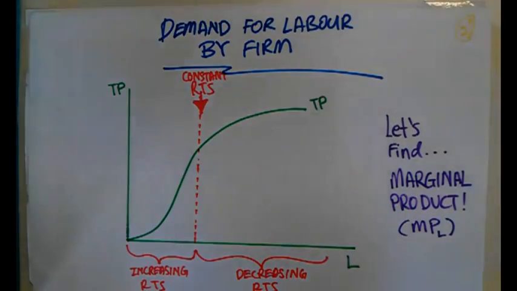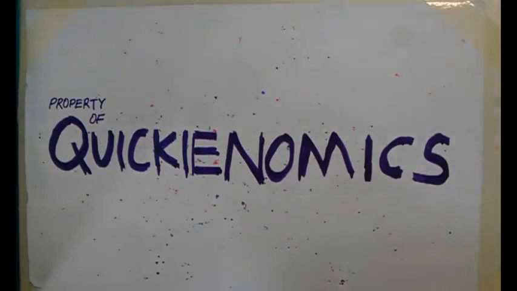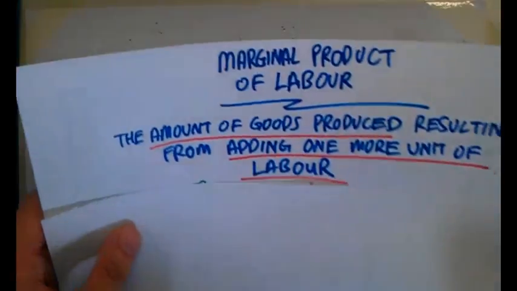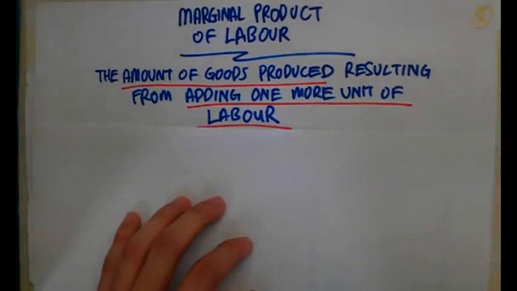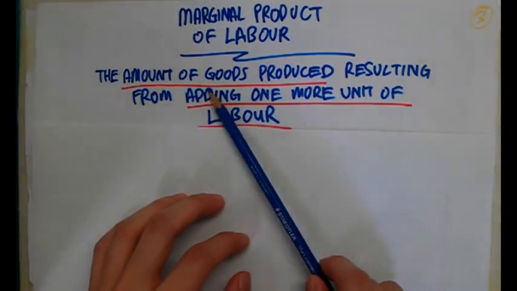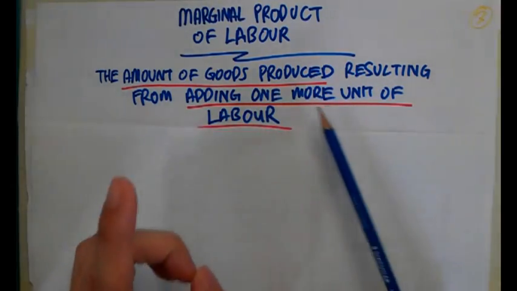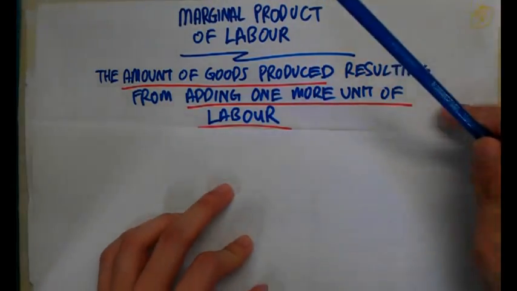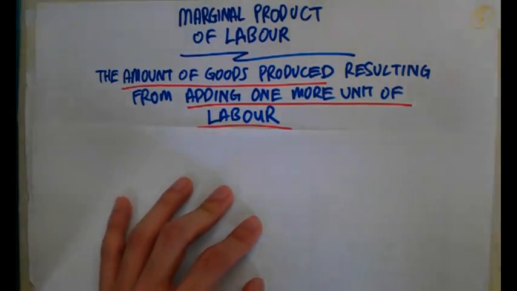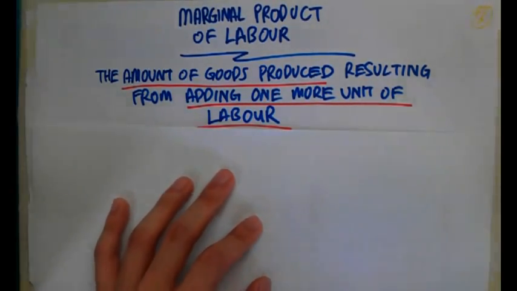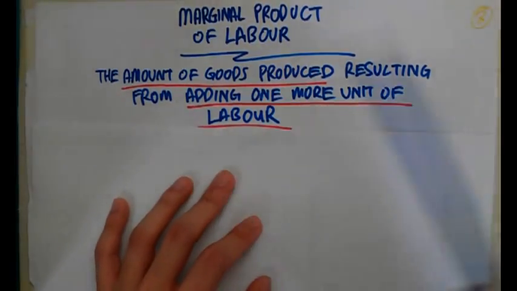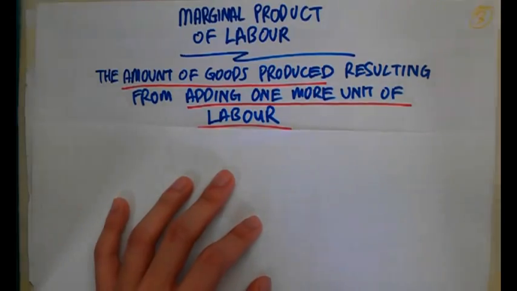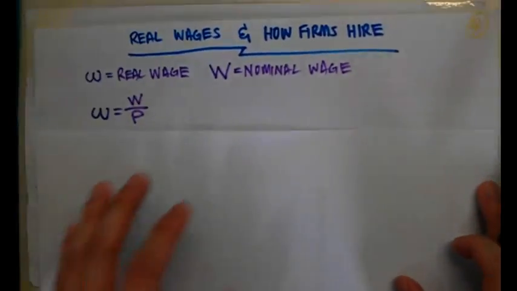So let's find out what the marginal product is. The marginal product of labor is the amount of goods produced resulting from adding one more unit of labor. So it's like marginal cost. Remember, marginal cost is the additional cost that is incurred by making one more good X, right? So this is the other way around. It is the amount of goods that can be produced from adding one more worker or one more labor. That's just a bit of basics.